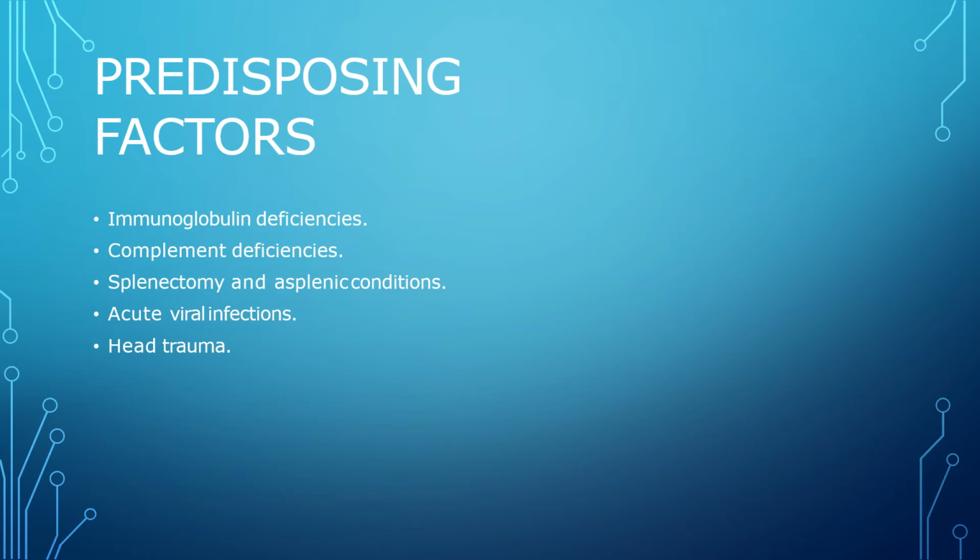What are the predisposing factors responsible for meningitis? Mainly immunoglobulin deficiencies, that is, antibody deficiencies, complement deficiencies, and splenectomy or asplenic conditions. If they already have any acute viral infections, they may very easily get meningitis. And if they are already affected by any head trauma, they can be easily affected by this meningitis.